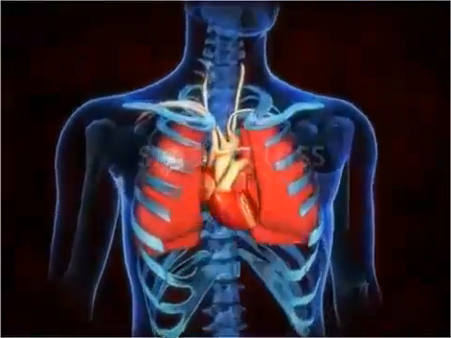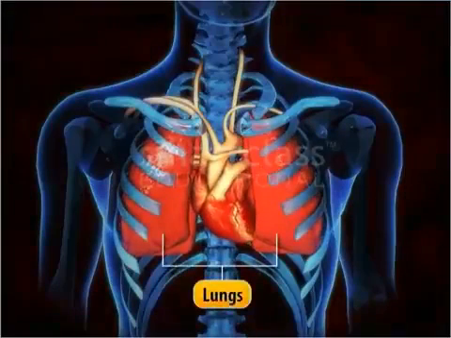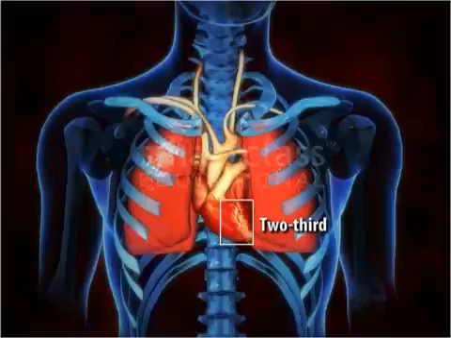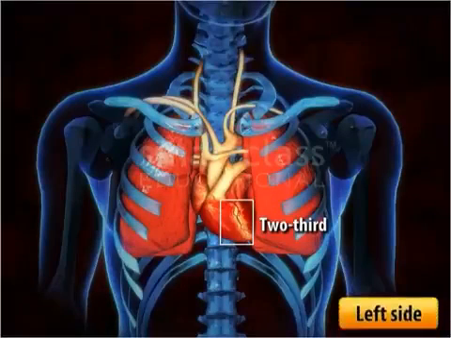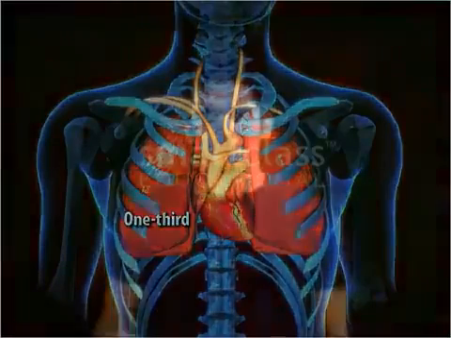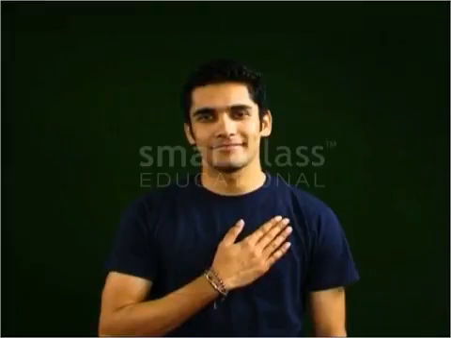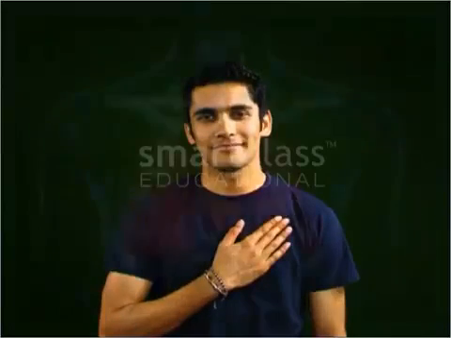The heart is located in the thoracic cavity in between the two lungs. 2/3 of the heart is located to the left of the midline of the body and 1/3 is located to the right. Place your palm a little to the left of the middle of your chest. This is where the heart is.